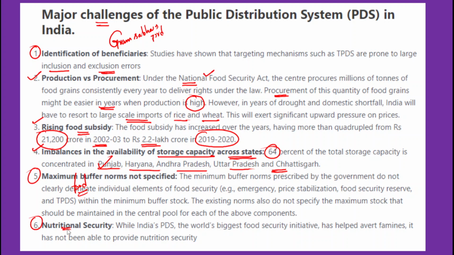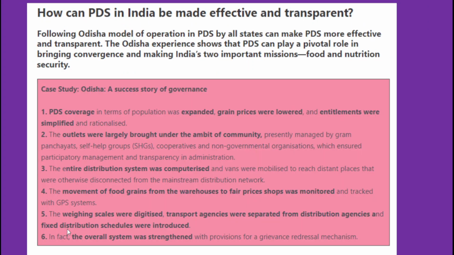After that, we need to talk about the other dimension: how can the public distribution system in India be made more effective and transparent? We can follow the Odisha model. The Odisha model is generally considered an ideal model of operation in the public distribution system, because it is one of the more effective and transparent models of the public distribution system.